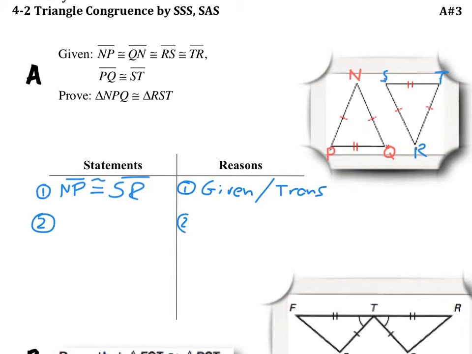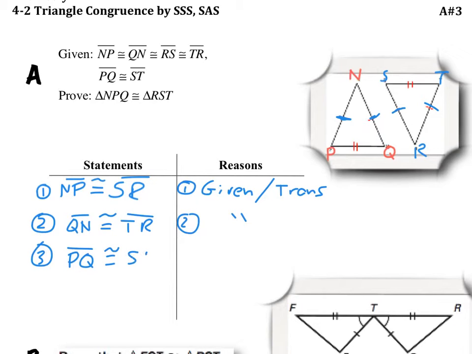Okay, step number 2, I'm going to do the other pair. So here's NP and here's SR. So now I'm going to say the other one, NQ, or in this case QN, is going to be congruent to TR, and that's for the same reason, either given or transitive. My penultimate step is that PQ and ST are congruent, also given.